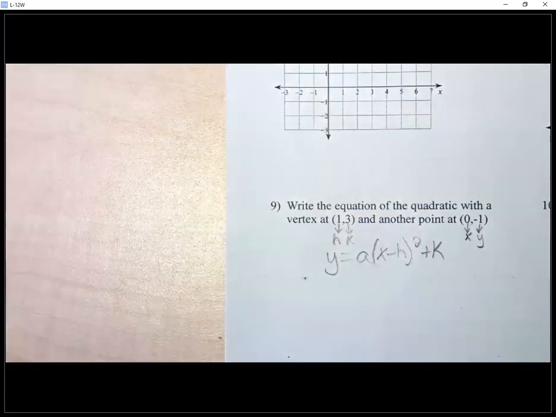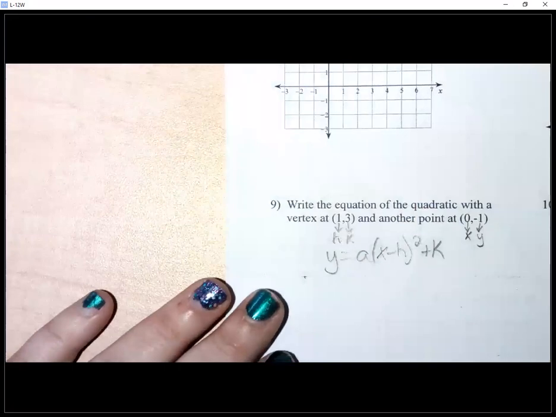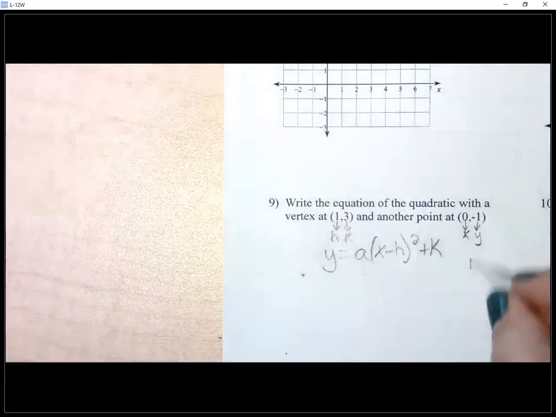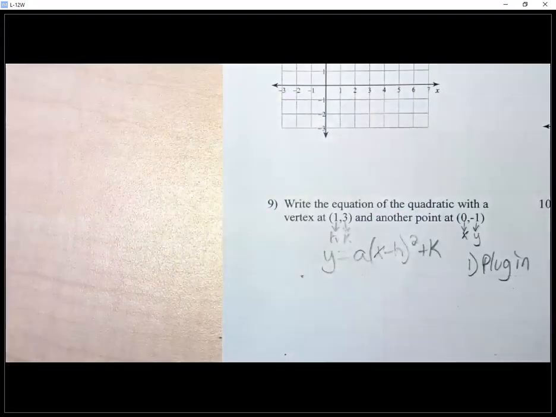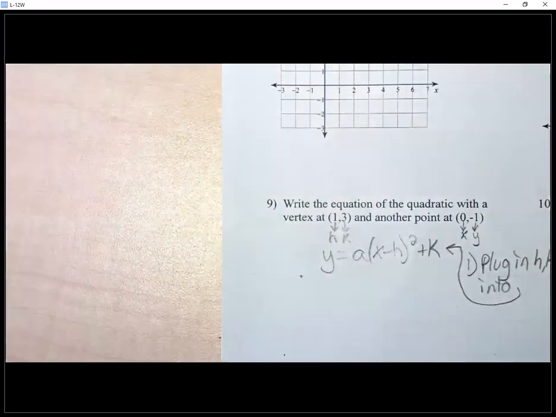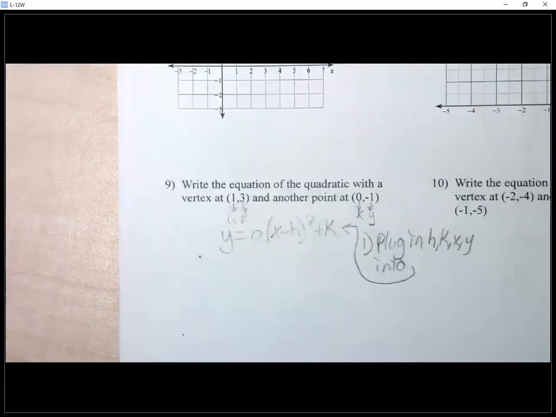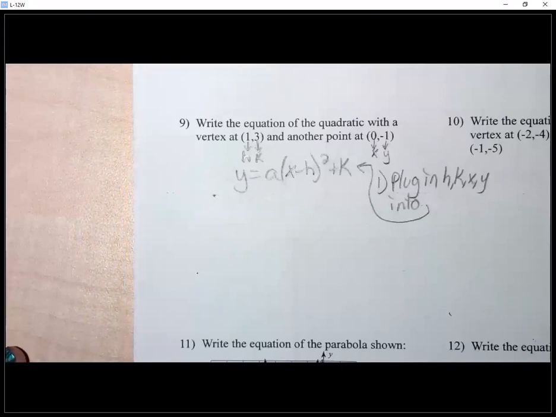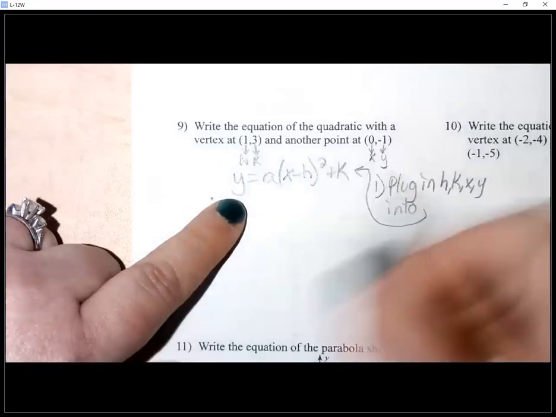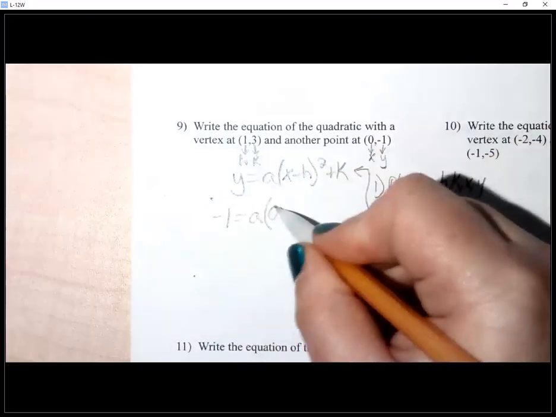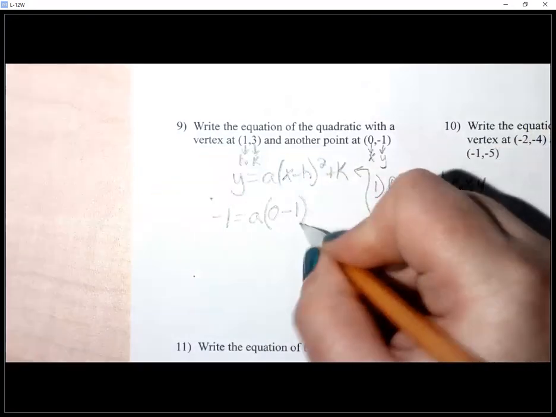We can find it. So all we're going to do is literally plug into that formula H, K, X, and Y. So step 1, plug in H, K, X, and Y into our generic formula. I'm going to plug all 4 of them into the formula. So let's see what that looks like. Y is -1. A is the thing I don't know. X is 0 in this case, minus H is 1 squared plus K is 3.